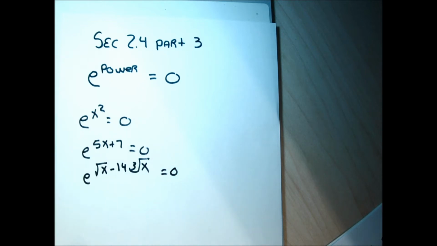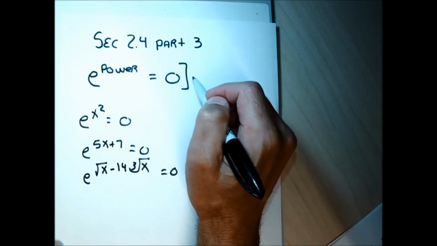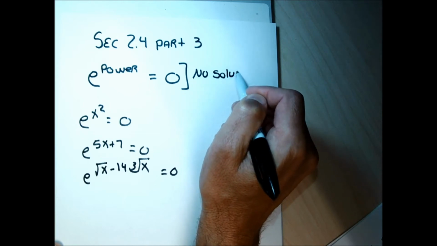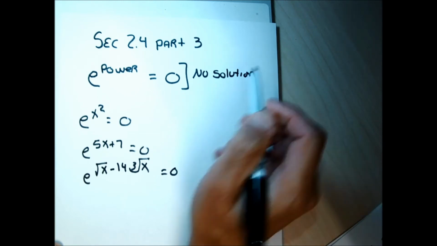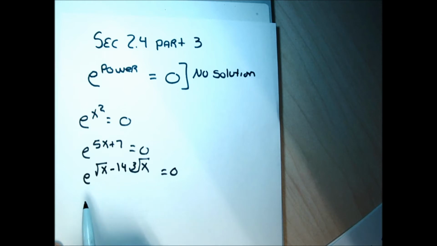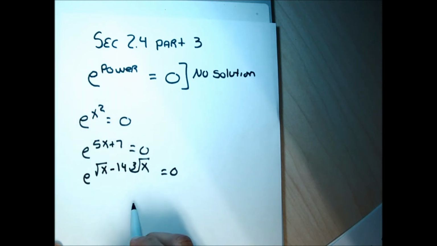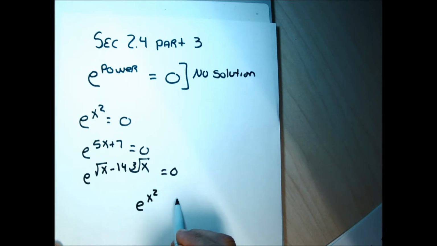Any equation where the left-hand side is e to some power and the right-hand side is 0, all of these have no solution. I'll show you what happens when we try to solve these, and why we say there's no solution. Each one of these problems, because they're formatted the same way, I'd solve them the same way.